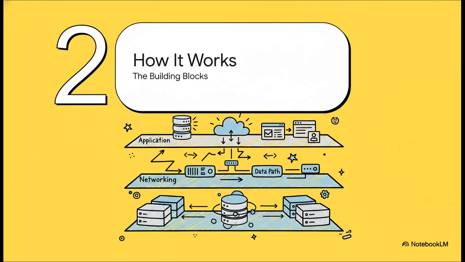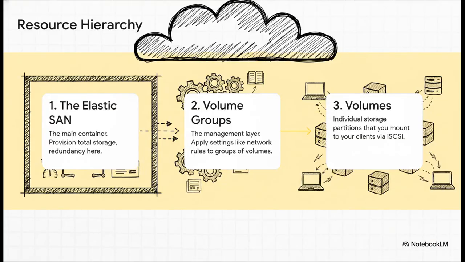Okay, so we know why it's so great, but how does it all actually fit together? Let's take a quick look at the really simple three-layer architecture that makes this whole thing possible. It's really just a simple, logical hierarchy. Think of it like you're building with blocks. First, you lay the foundation, the Elastic SAN itself. This is your main container where you decide on your total capacity and performance. Next, you build volume groups inside it to act as management layers for things like network rules. And finally, from that group, you carve out individual volumes, and that's the actual storage you connect to your apps. It's a simple structure, but it gives you incredible power and control.